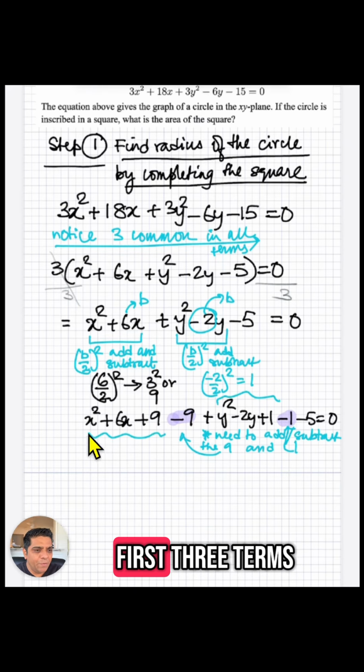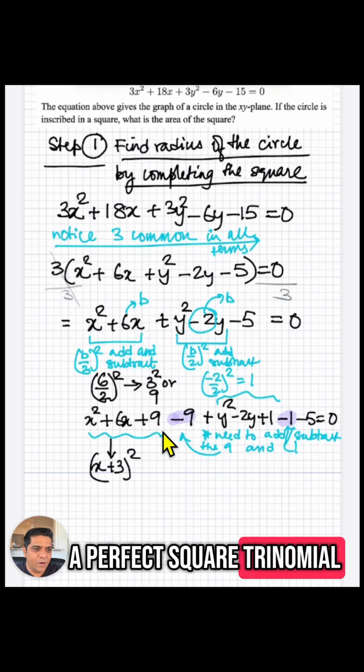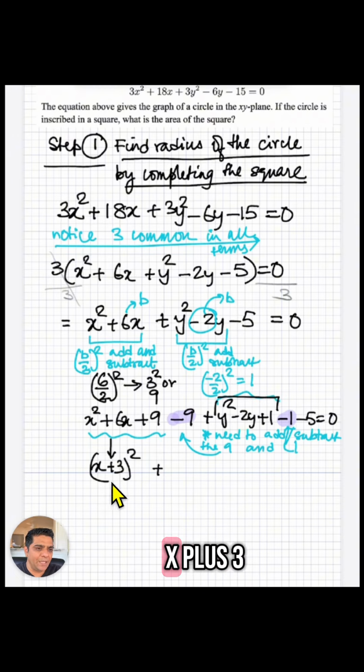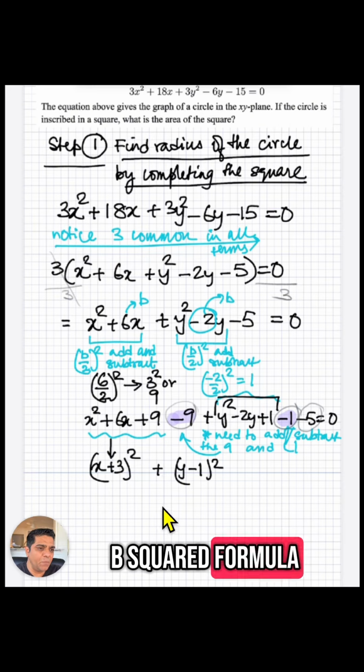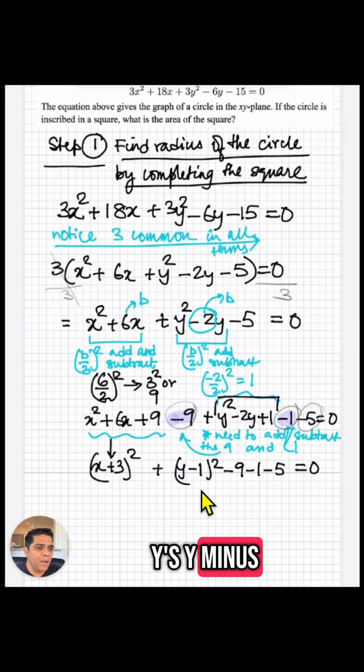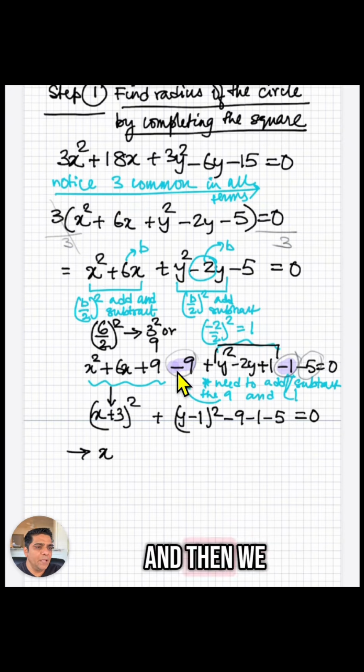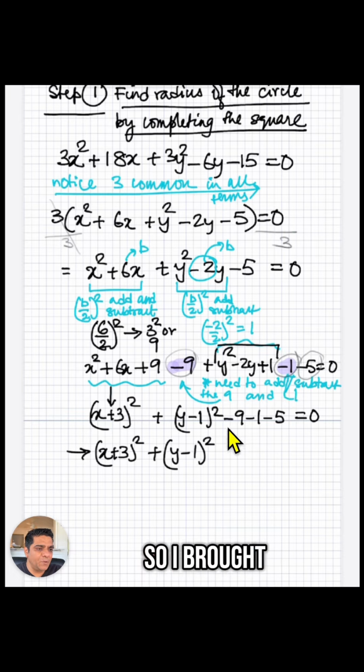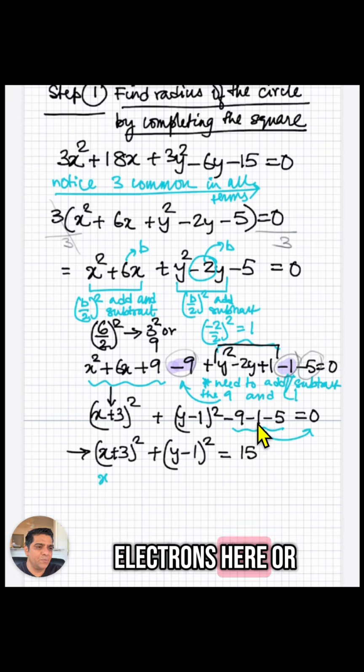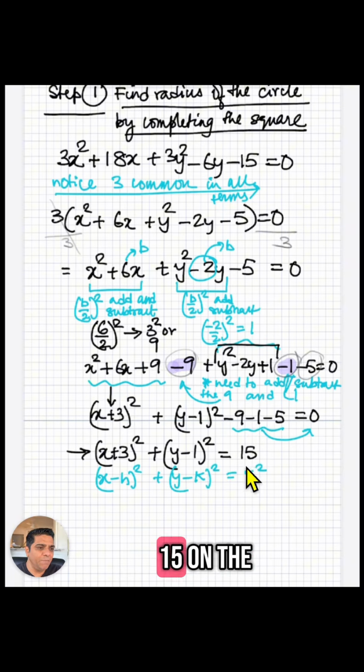Okay. So the first 3 terms are now a perfect square trinomial. So we can just go ahead and rewrite those as x plus 3 whole squared. This is a plus b whole squared, a squared plus 2ab plus b squared formula. Same with the y's, y minus 1 whole squared. And then we have the negative 9, negative 1 and negative 5. So I brought them all together, and then you can either combine the like terms here or bring them all to the other side. So we have 15 on the other side.